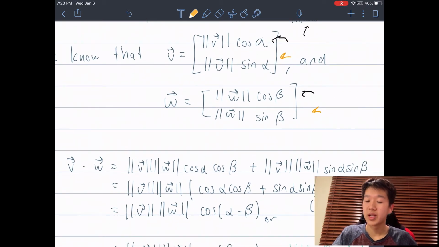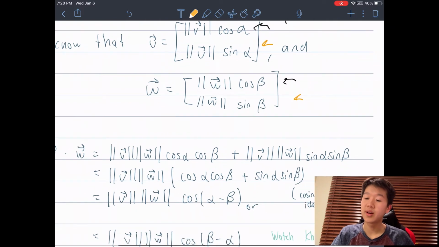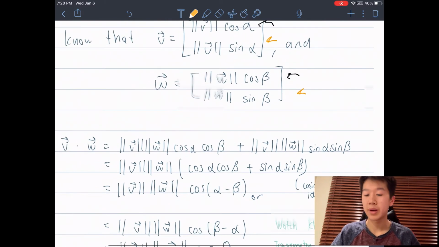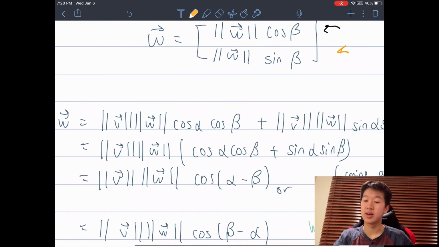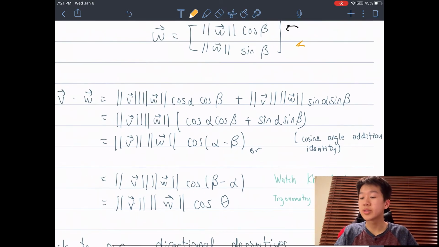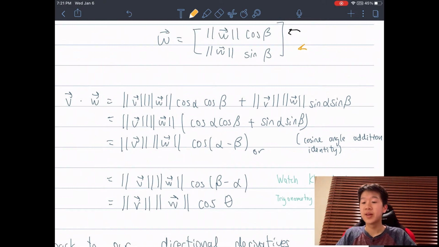So magnitude of v, magnitude of w, cosine alpha, cosine beta, plus magnitude of v, magnitude of w, sine alpha, sine beta. You can put magnitude of v, magnitude of w outside, and then you'll have magnitude of v, magnitude of w, multiplied with cosine alpha cosine beta plus sine alpha sine beta. And if you know the cosine angle addition identity, this just reduces to cosine of alpha minus beta.